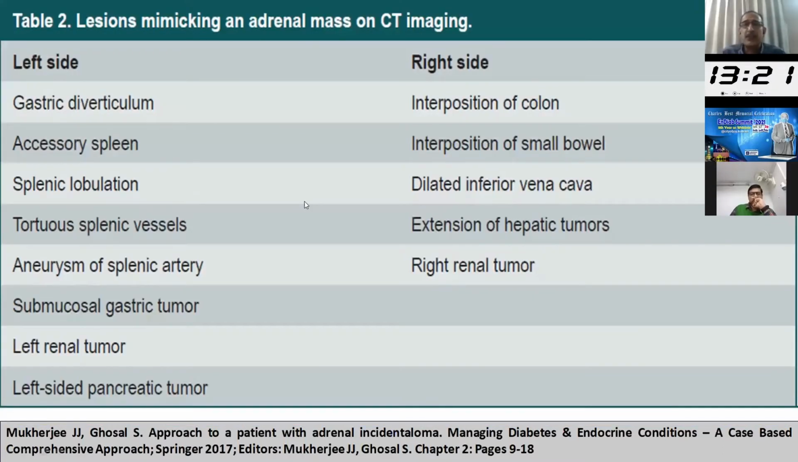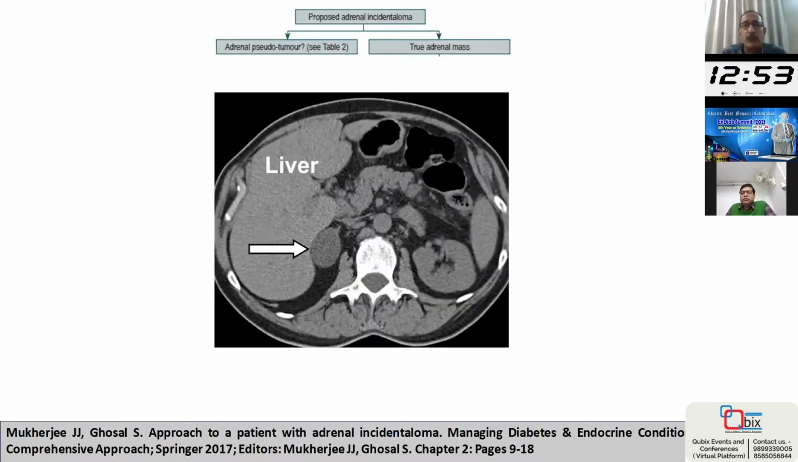Now, these are the things which can come up as an adrenal mass, but they are not. On the left side, a lot of issues which you can get confused with: a gastric diverticulum, an accessory spleen, a splenic lobulation, splenic vessels, a splenic artery aneurysm. So these things you can confuse. Same on the right-hand side, not very many, but interposition of colon, small bowel, dilated inferior vena cava, all of these can be confused. So this is the first thing that you have to exclude.